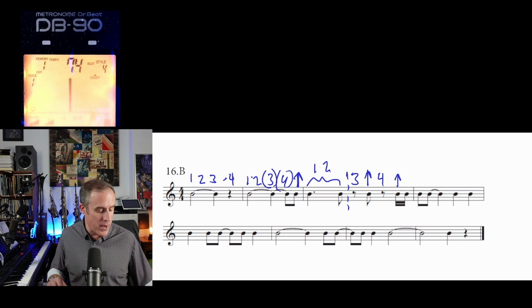Going back to measures 1 and 2, let's go back and put some invisible bar lines in. The invisible bar line in measure 1 is going to go right after this half note. And the invisible bar line in measure 2 is going to go right after this half note. So it's in between beats 2 and 3.